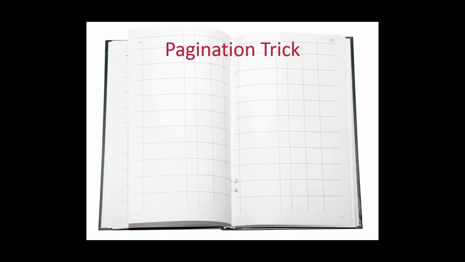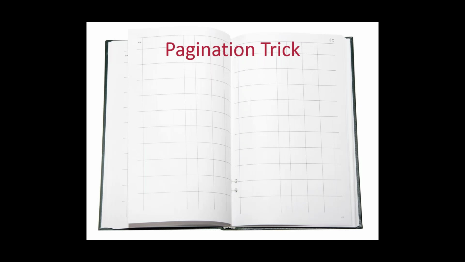Okay, so first of all, let's talk about that pagination trick. We have forms with repeating data, and the challenge with InfoPath is that sometimes it doesn't know when to cut off the ends of the page. So let's take a look at an example here.